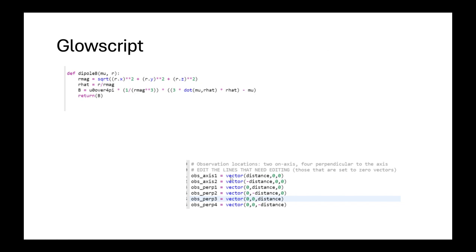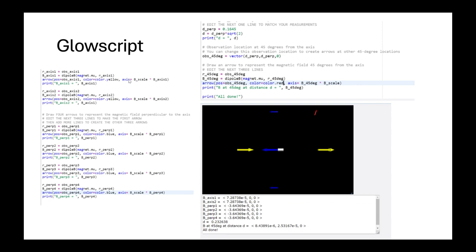Okay, so for GlowScript, here's my function for calculating a dipole, and here are the 6 vectors of the observation locations. And next, I drew the axes, so the on-axis and off-axis, and also I drew the more observation points here. And here, these are the lines that represent the results of the experiment. And this is the result of the GlowScript code, where it has all the values of the axes and the observation points.